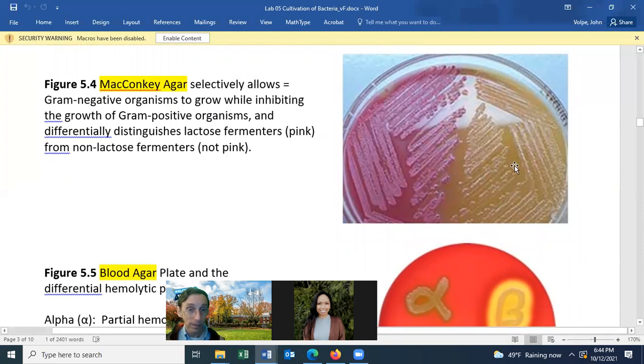So McConkey's agar is both selective and differential. Like I said, it does not grow gram positives. Both of these are gram negatives. And it's differential that we can distinguish the lactose fermenters from the non-fermenters. Any question about that?